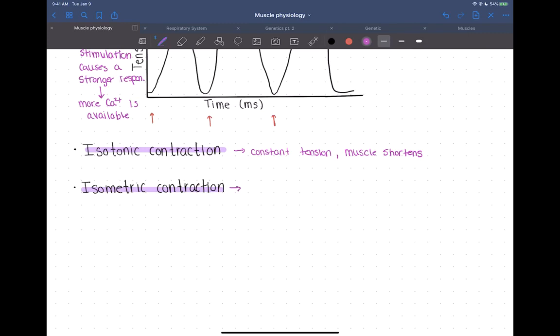Versus an isometric contraction, all right, we have an increase in tension, but the muscle does not shorten. All right, so muscle does not shorten. So an example of this would be if you just go to like a wall, right, and you try to push as hard as you can on the wall. All right, the harder you're pushing, the more you're increasing the tension on your muscles, but those muscles never actually get any shorter, all right, because that wall is not going anywhere. Okay, so that would be isometric. All right. Okay, so that's the last topic for this video.